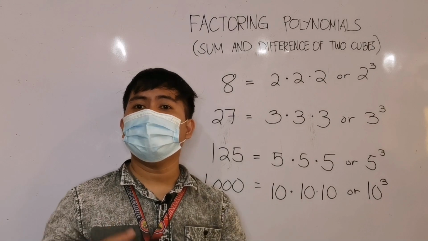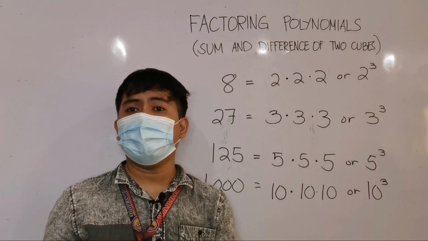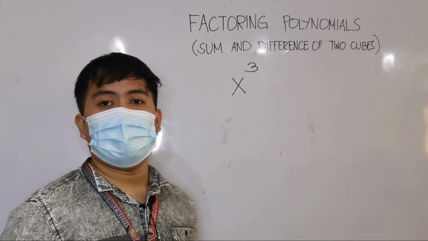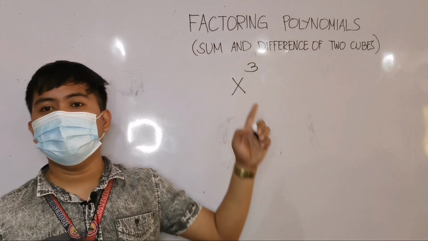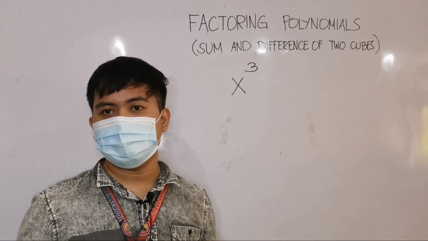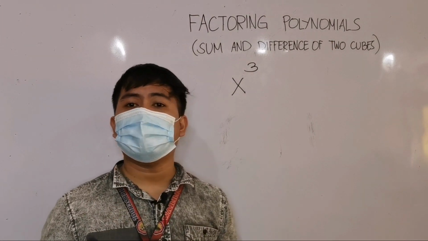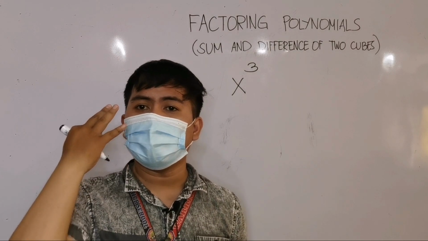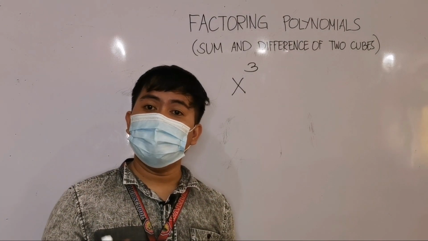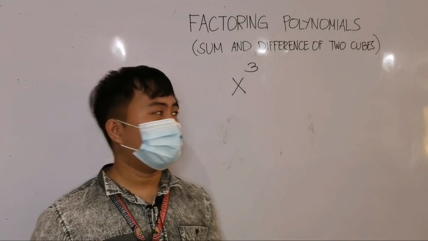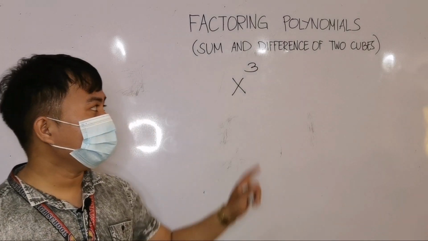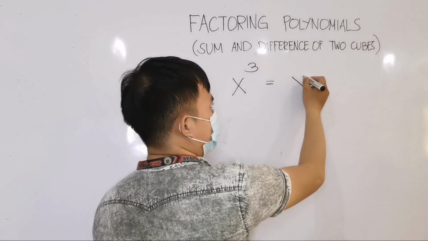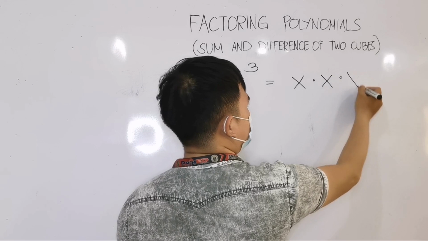Paano naman if we are dealing with variables or literal coefficients? Let's say, for example, x to the power of 3. Okay, x cube is an example of perfect cube. Bakit? Pareho lang sa ginawa natin sa mga numbers. Mag-iisip tayo ng tatlong magkakaparehong variables na kung imumultiply natin ito, ang product ay x to the power of 3. So what are the factors of x cube? X cube can be expressed as x times x times x.